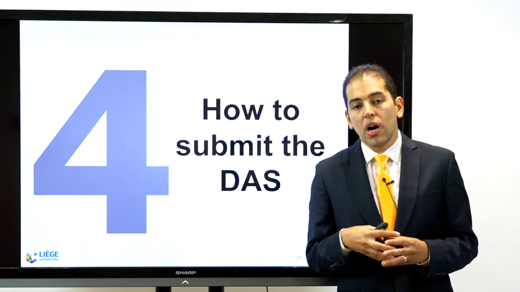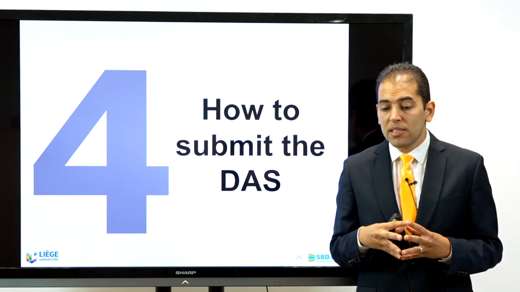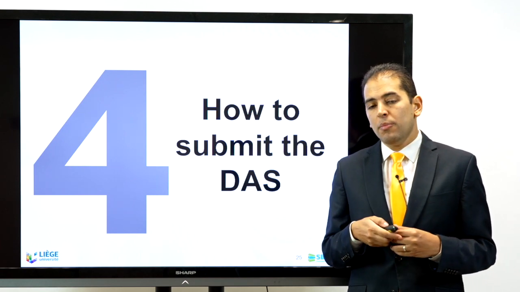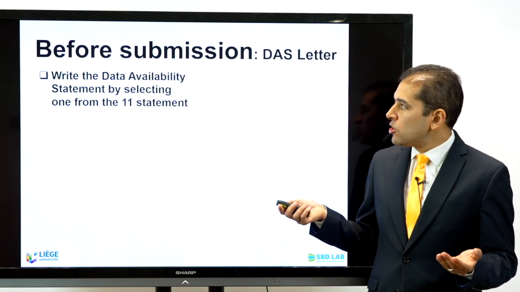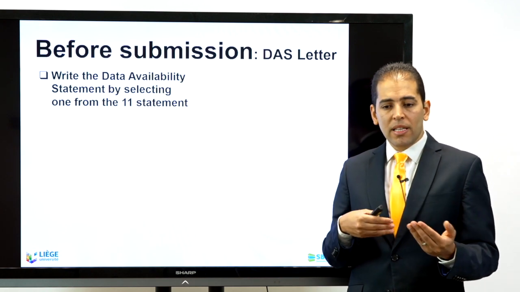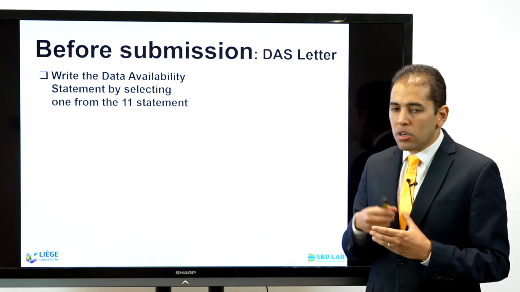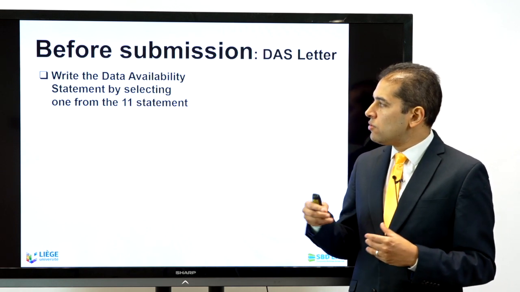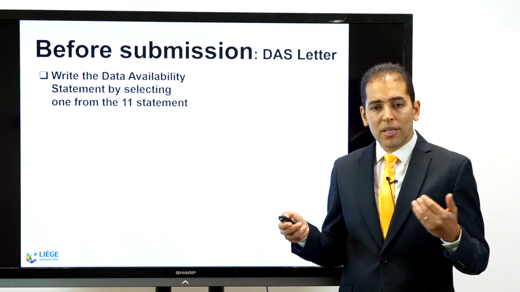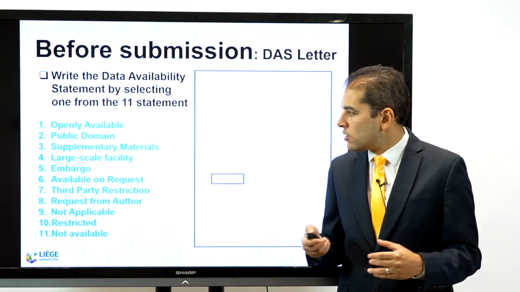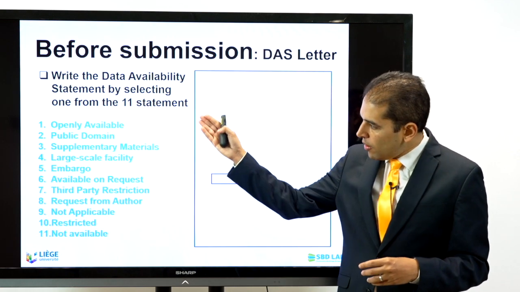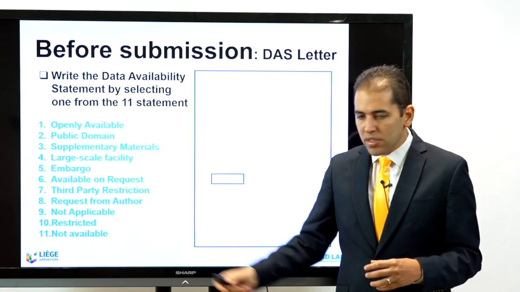Now let's move to how to submit the data availability statement while you are submitting a paper. Before submission, you need first of all to write a letter, and this letter can be a very short letter. You are writing it to the editor. And you need to write the data availability statement by selecting one of the 11 statements that I mentioned earlier, like you remember, from openly available to not available.